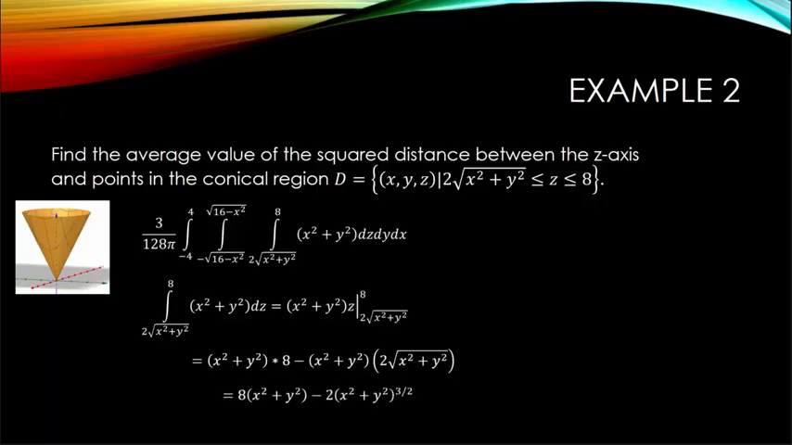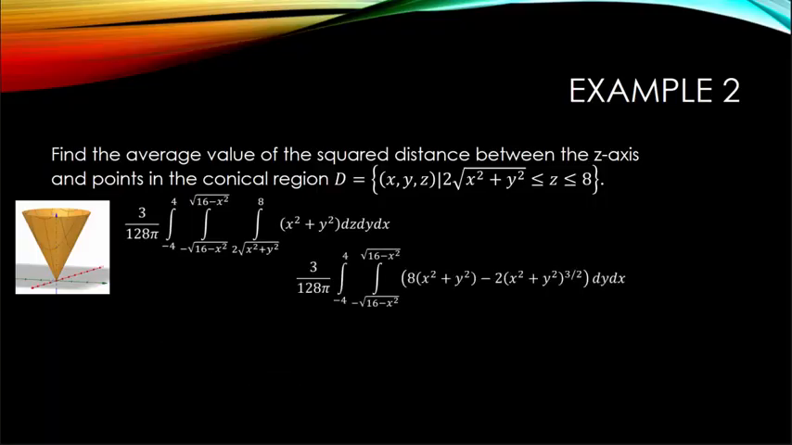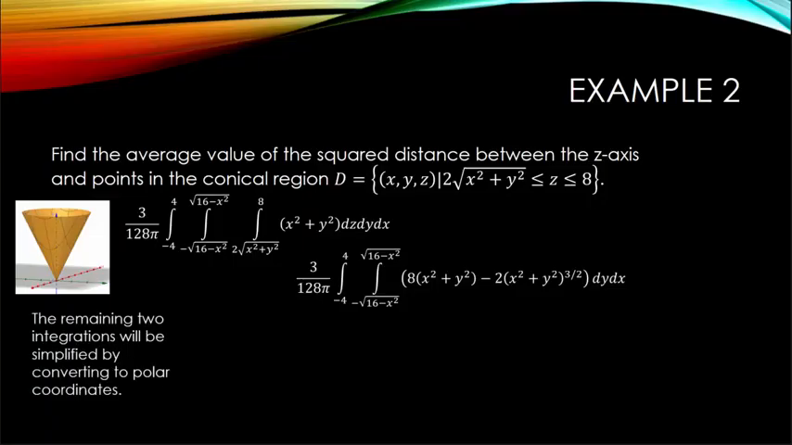I'm going to rewrite this a little bit. I'm going to write it as 8 times the quantity x squared plus y squared minus 2 times the quantity x squared plus y squared raised to the 3/2 power. This becomes the integrand in my middle integral. So I get 3 over 128 pi times the integral from -4 to 4 of the integral from negative square root of 16 minus x squared to square root of 16 minus x squared of the quantity 8 times the quantity x squared plus y squared minus 2 times the quantity x squared plus y squared to the 3/2 dy dx. The remaining 2 integrations can be greatly simplified if I convert to polar coordinates at this point.